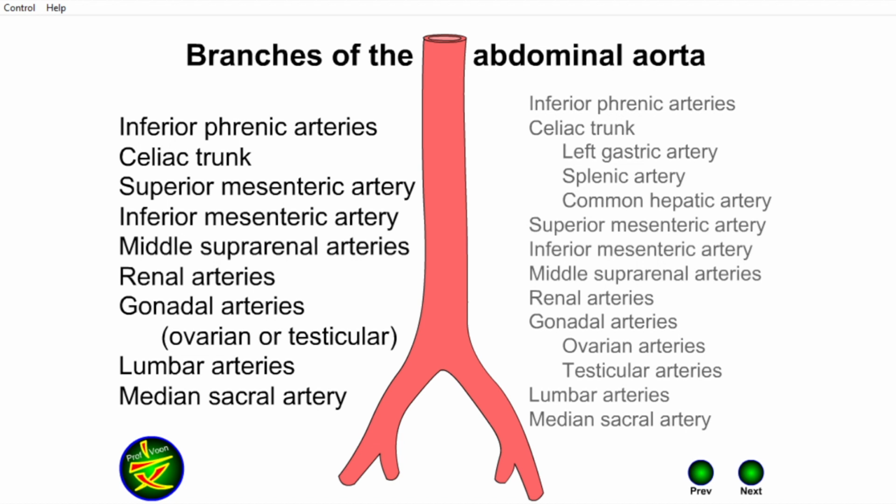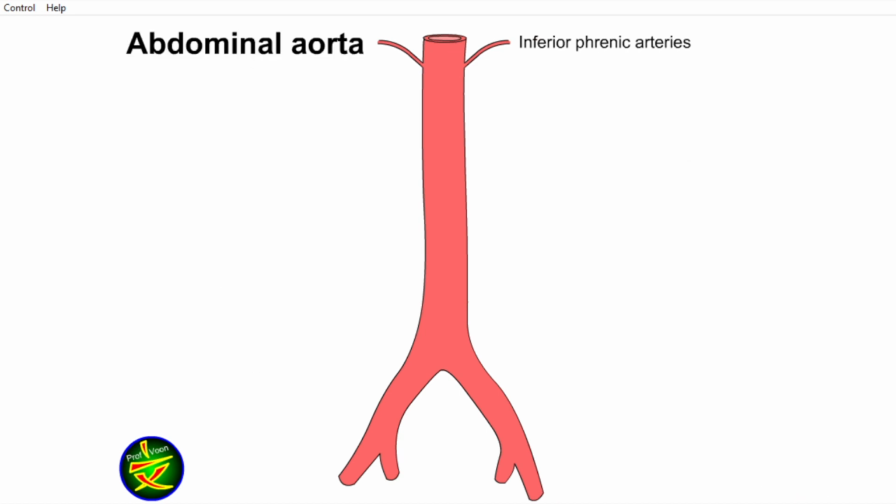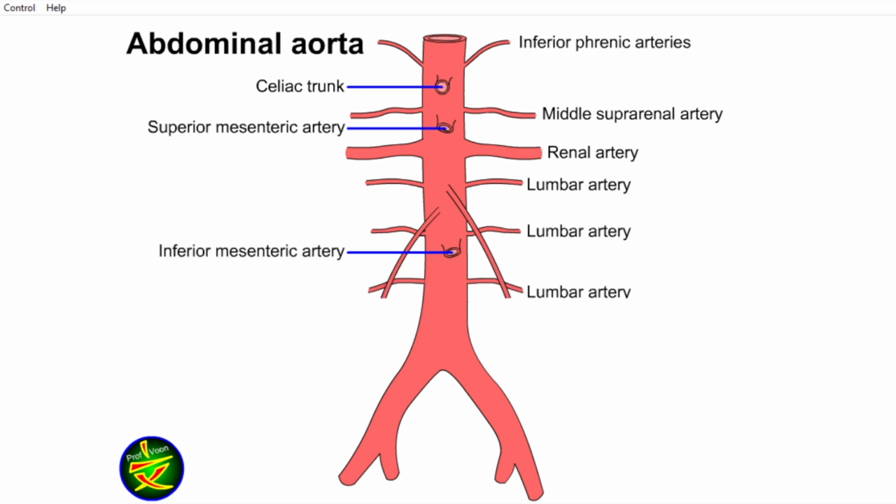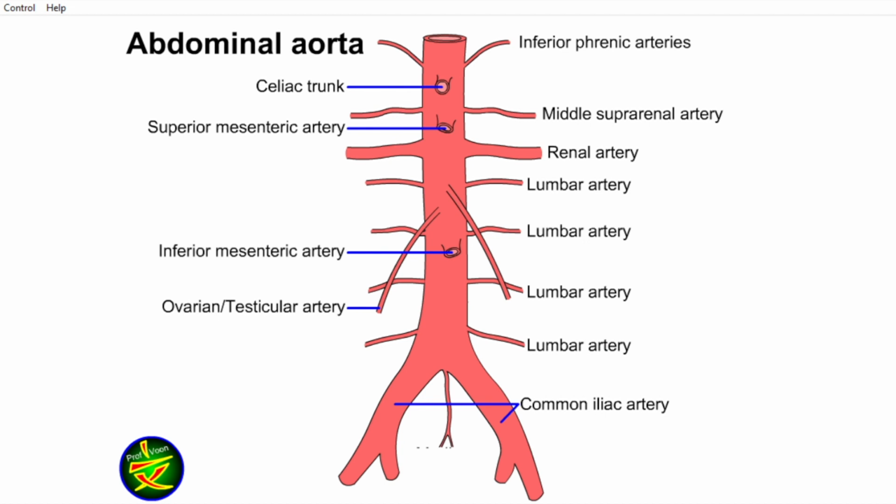Next, we will look at the branches as they arise from the abdominal aorta. We'll begin from above with the inferior phrenic arteries and end with the median sacral artery inferiorly. Note that we have 4 or 5 lumbar arteries on each side in us, and that the right and left renal arteries are equal in length since the aorta is in the midline.